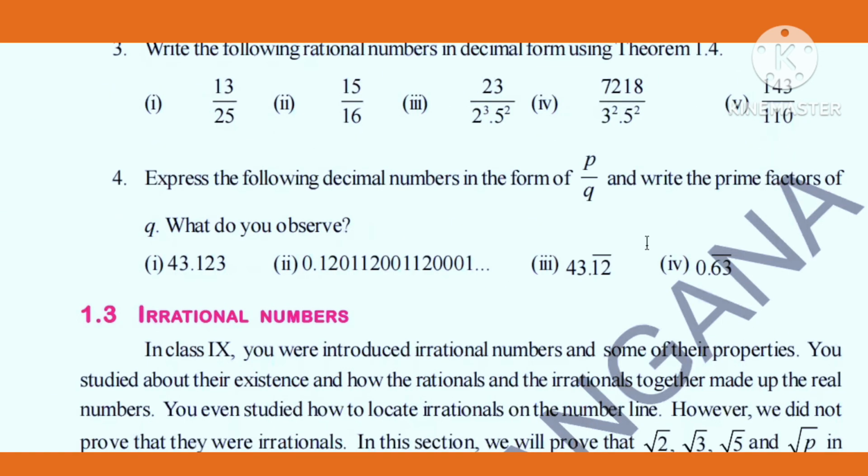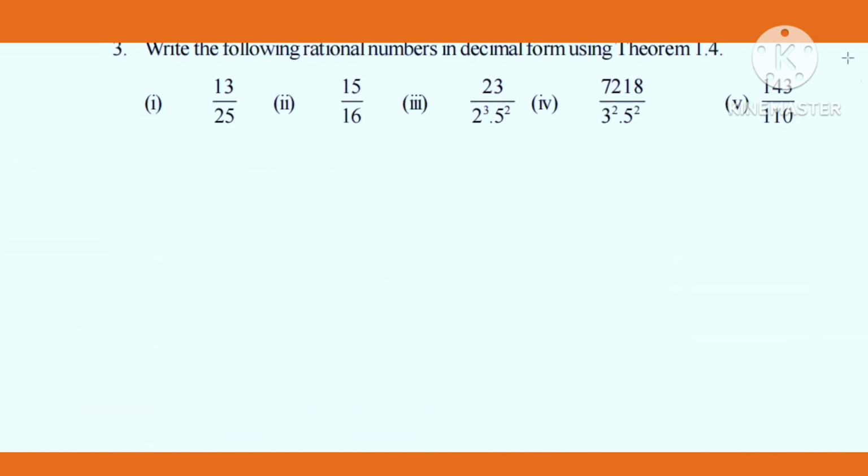Write the following rational numbers in decimal form using theorem 1.4. So here we have to use the theorem. That is very easy. Without division we can write in the form of decimal. Let us see the first one, 13 by 25. The question is we have to write the decimal form without division. So without division, let's take 13 by 25.